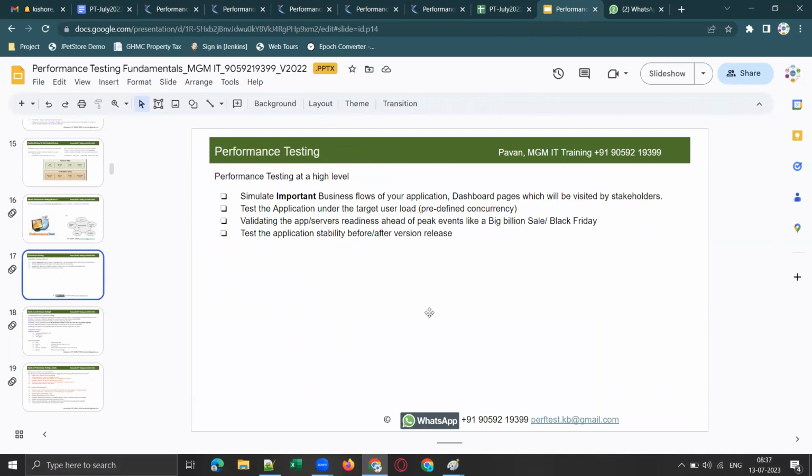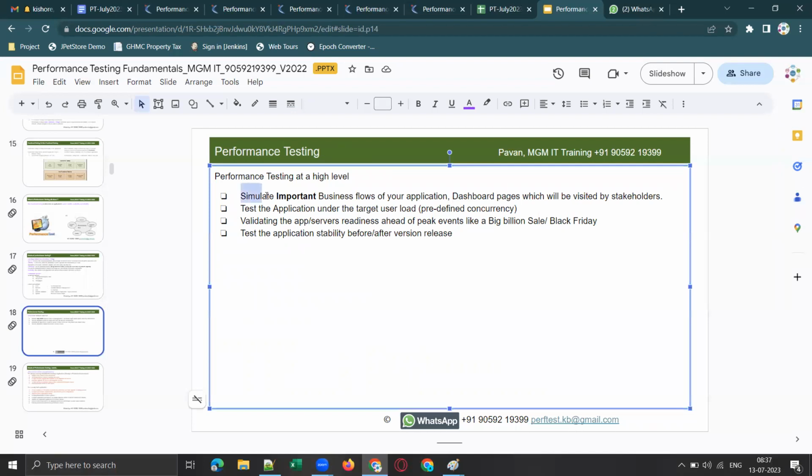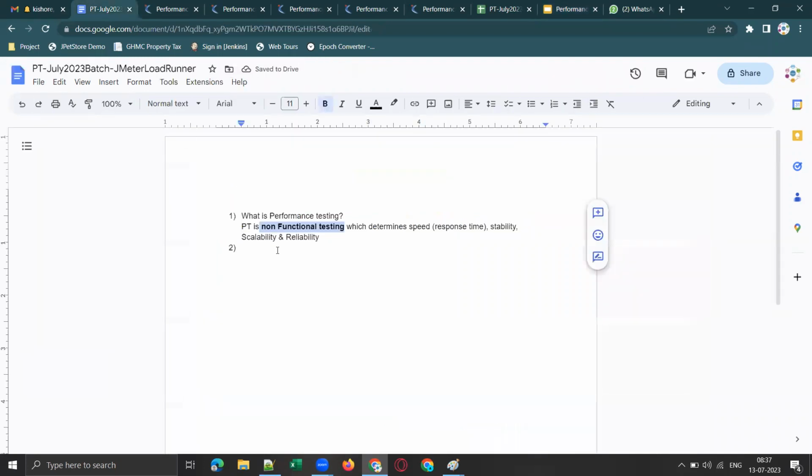And now, performance testing at a high level. So what is performance testing? If they ask you to elaborate, or how do we do performance testing? Let me move to the next slide. So how do we do performance testing? Let's understand this. When we are doing performance testing, first of all, we simulate the important business flows of your application. First, let's understand what is meant by important business flows of the application. I'll take some examples.